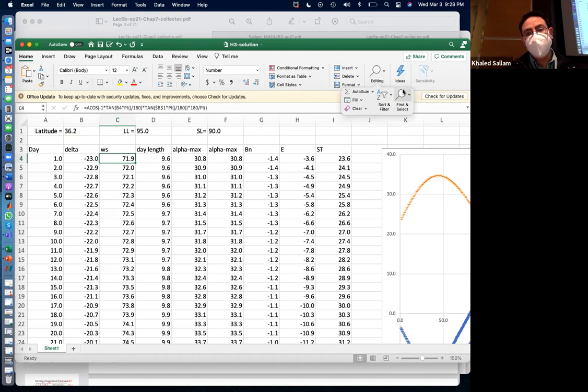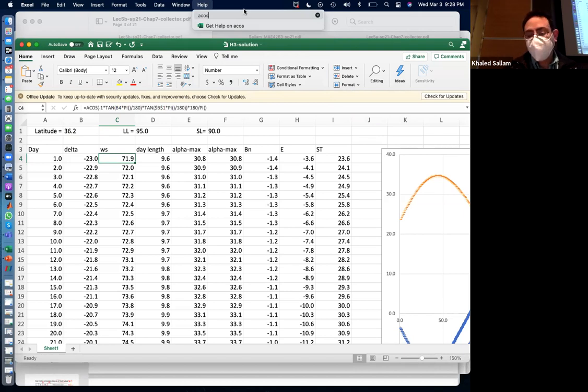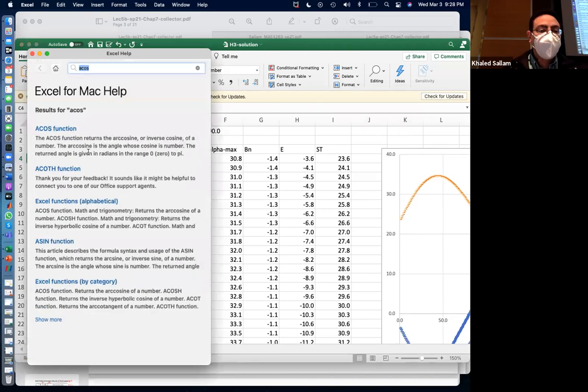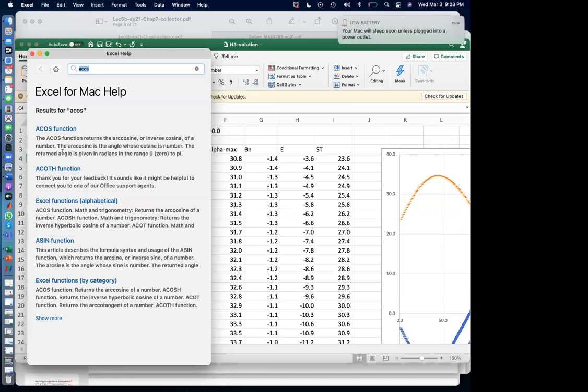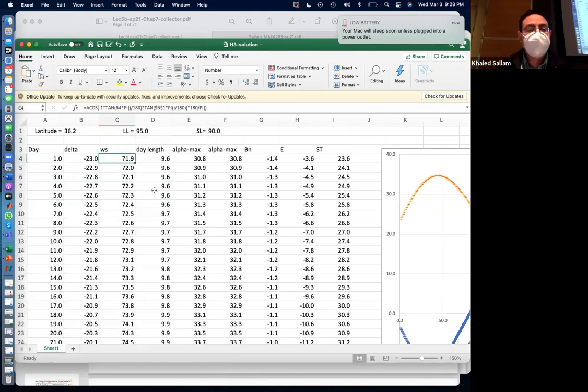If you Google arc cosine, or go to help, A cosine. Come on, give me A cosine. So A cosine returns the arc cosine, or the inverse cosine, of a number. Yeah, okay, got it. Thank you. So when you say cosine inverse of 0, it will tell you it's 90. Cosine inverse of 1, it will tell you it's 0. It's the angle. Good job.